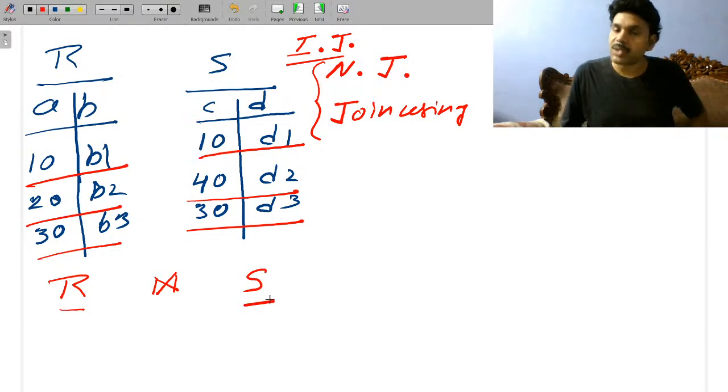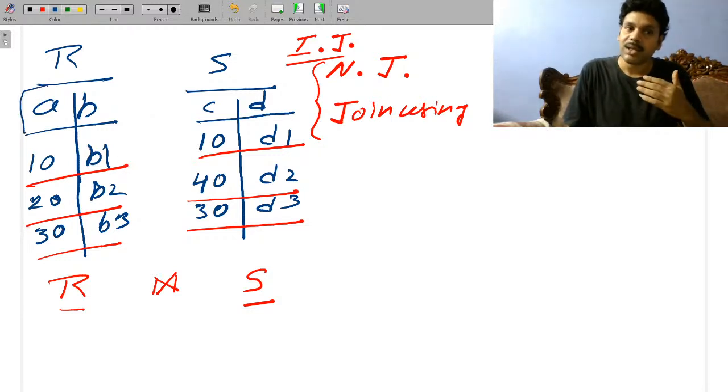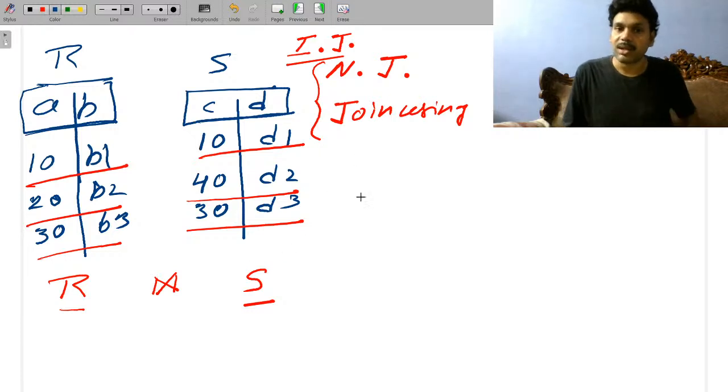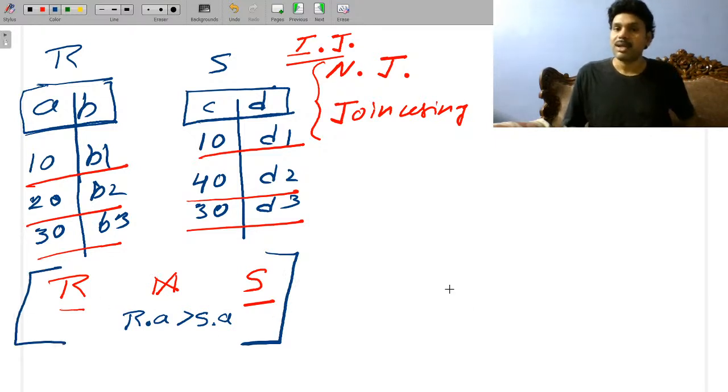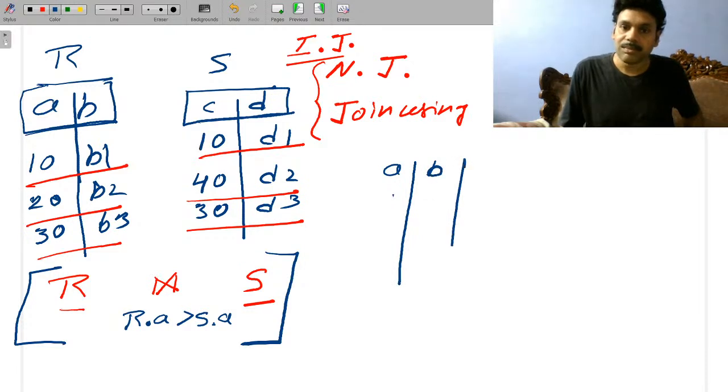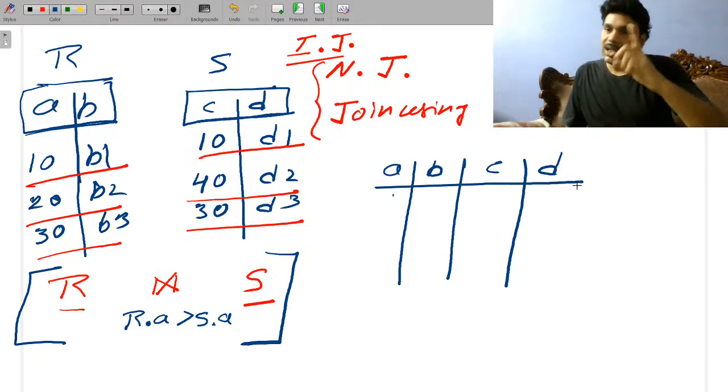So R, I'm crossing with S. Carefully observe, I cannot put the natural join because there is no common column between R of A, B and S. Now I am able to avoid the cross product. To avoid the cross product when there is no common column, you can use theta join, with R dot A greater than, for example, any valid condition, S dot A. Now let me write clearly your 4 columns here, A, B and C, D. Why am I writing 4 columns and 9 rows? Because for any kind of join, the first step is the Cartesian product or cross product only.